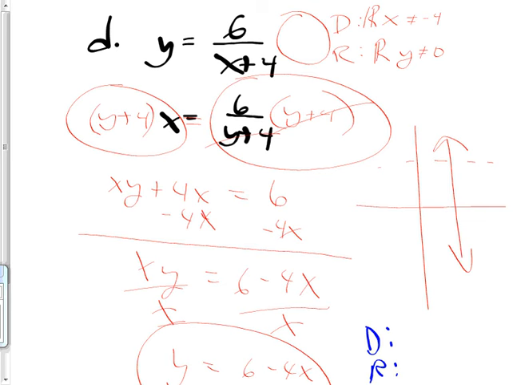So the range there is going to become this domain, which is all reals except, since I'm doing an x and a y flip, that y becomes an x, cannot be 0. And then the range is whatever we said for the domain. All reals except x, and that becomes y, cannot be -4.